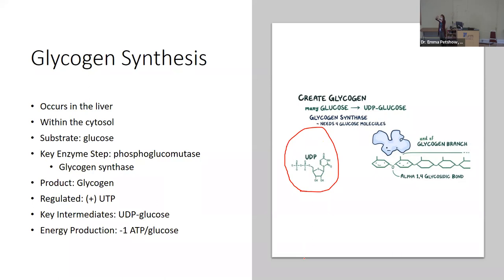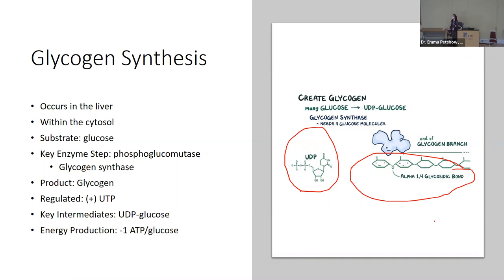It allows it to have these alpha bonds of glucose along the chain. It's going to allow this alpha 1,4 glycosidic bond to occur, which happens at the end of your glycogen branch. It allows us to create this really stacked, tight formation of glucose. That's what glycogen does. Energy production: it's going to use up 1 ATP, and it's going to use up a glucose. So it's not energy producing, it's energy storing.